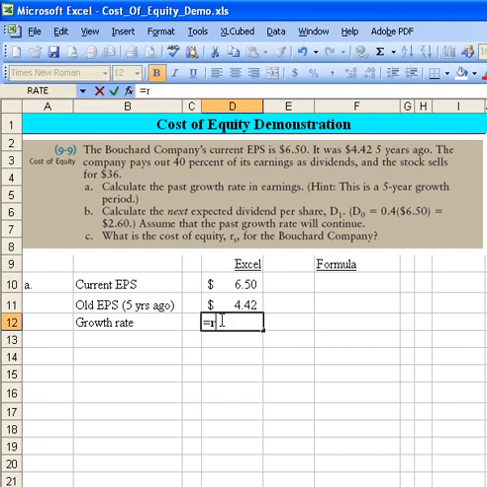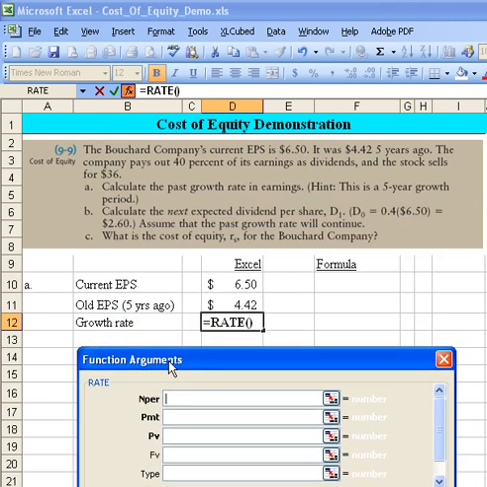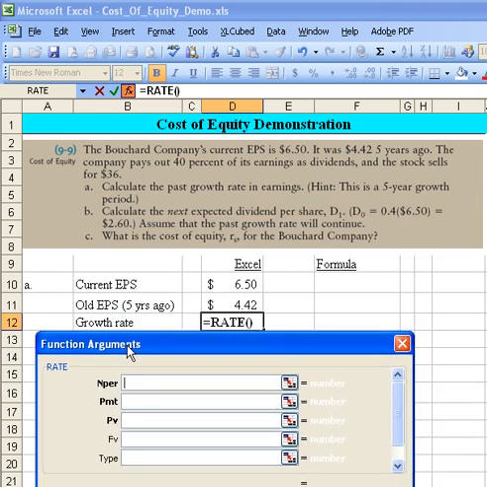We can use Excel's rate function. Let's call that up here so we can walk through it. The number of periods is 5. I'm going to type that in rather than reference it from somewhere else. There is no payment. We're simply looking at what's the price now versus then.